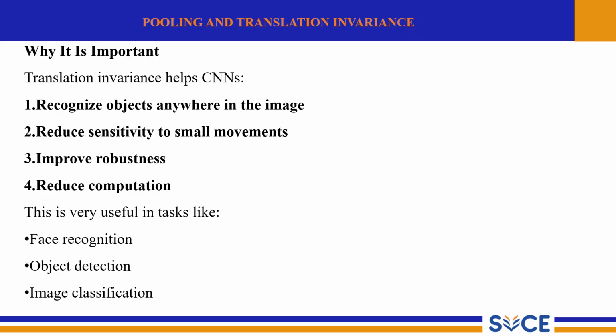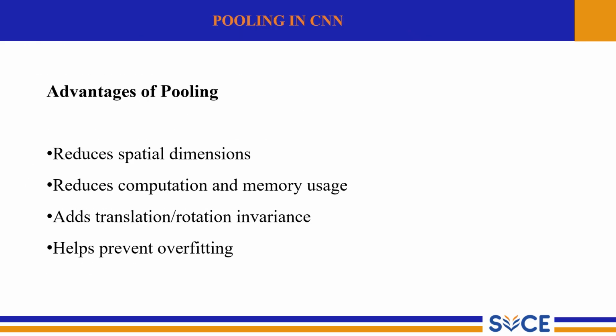Then next is object detection. Objects can be detected even if they are in different parts of the image. And then image classification: images can be correctly classified even if the main object is not perfectly centered. So overall, pooling and translation invariance make CNNs more efficient, flexible and accurate for real-world image processing tasks.